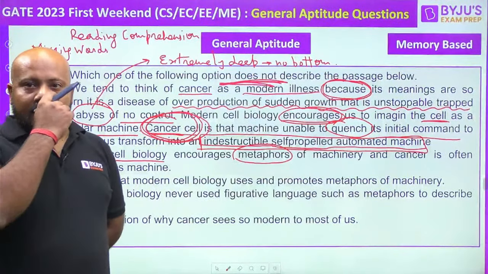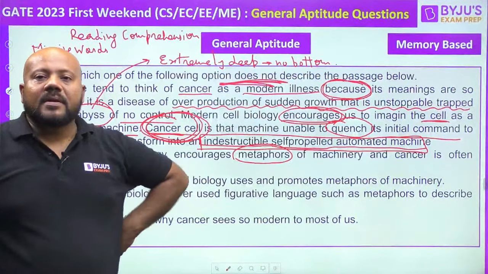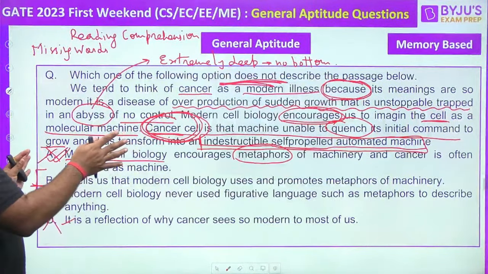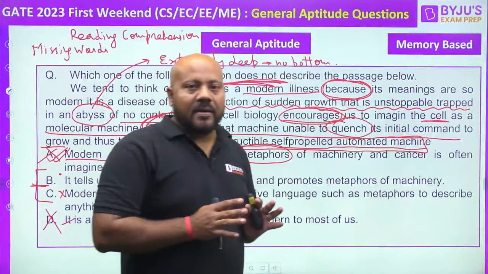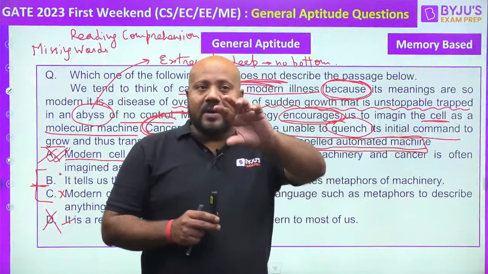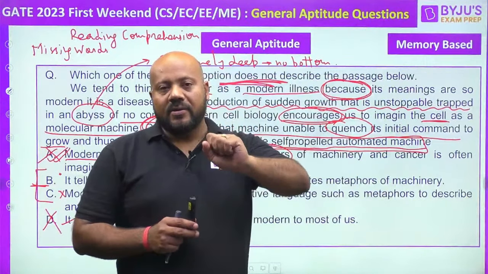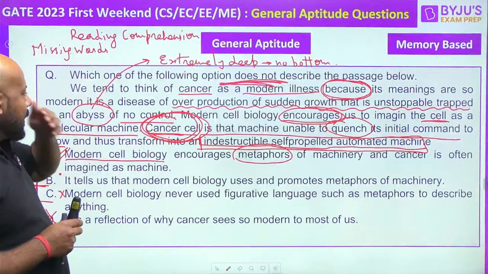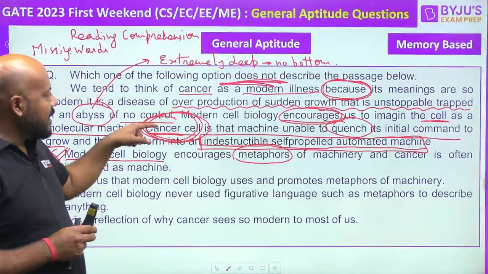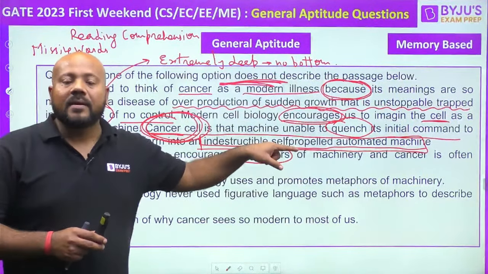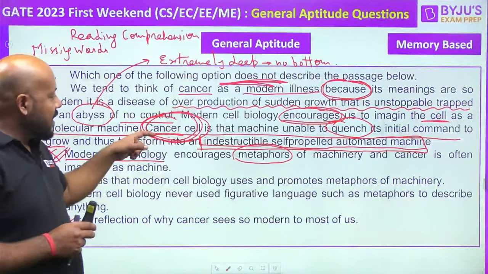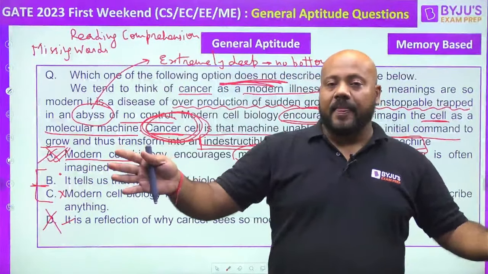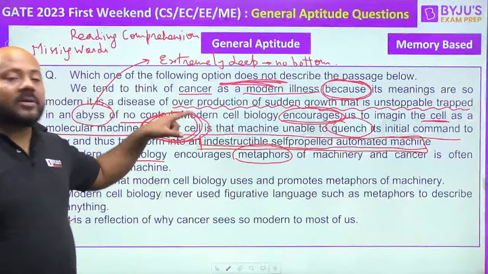Are you getting this? Anish, I cannot tell you the exact answer because I am not sure about the data which is given. One single word is going to change the answer. Suppose here it is mentioned, instead of cancer cell, that cancer is that machine. If it is written in the passage that cancer is that machine, then the situation is completely different. He is saying cancer cell is that machine.